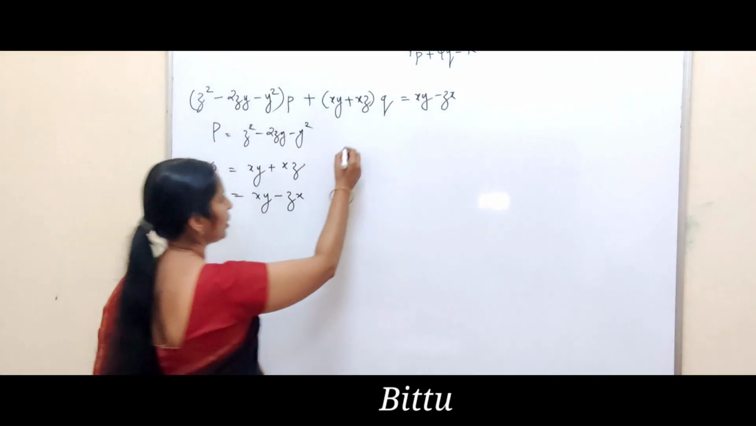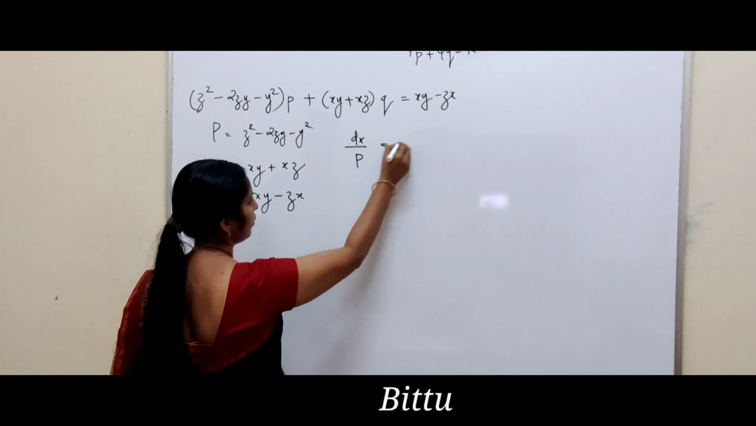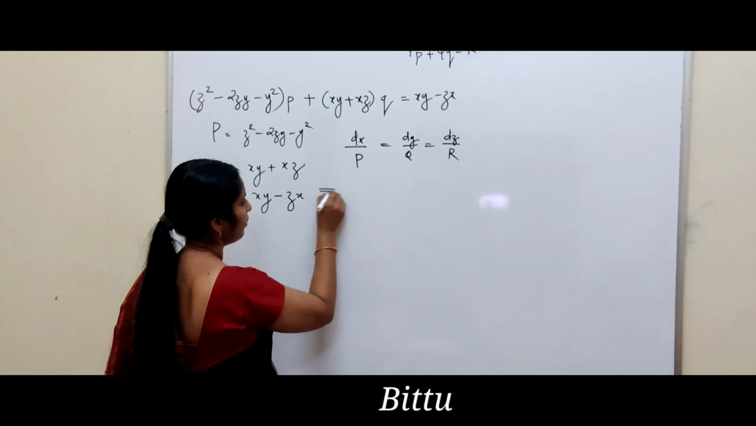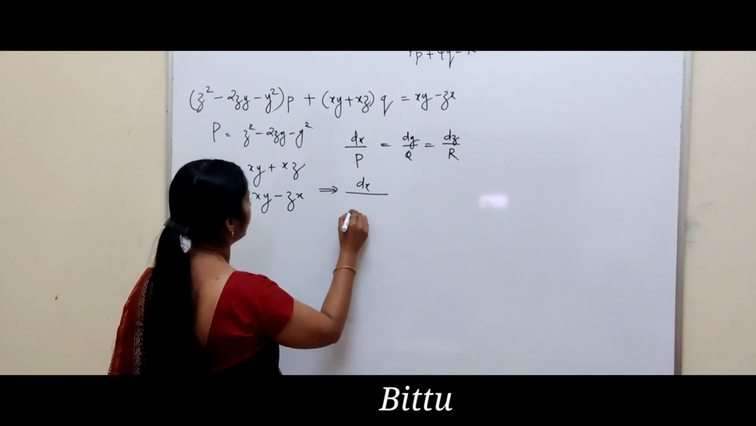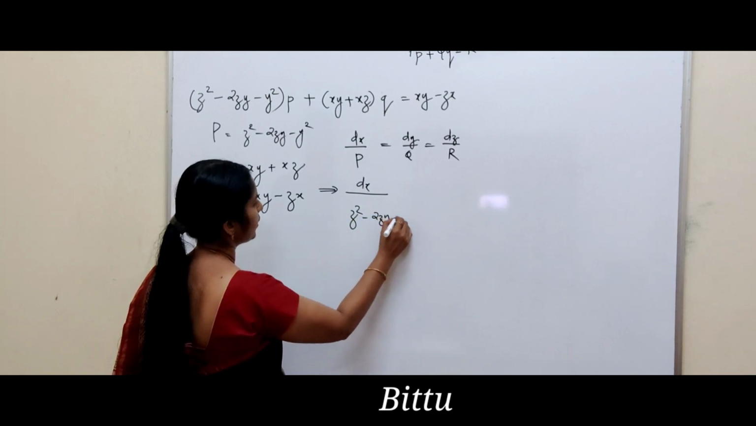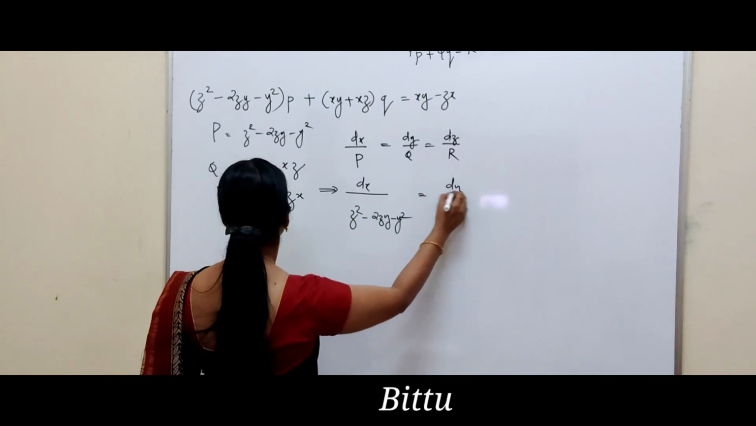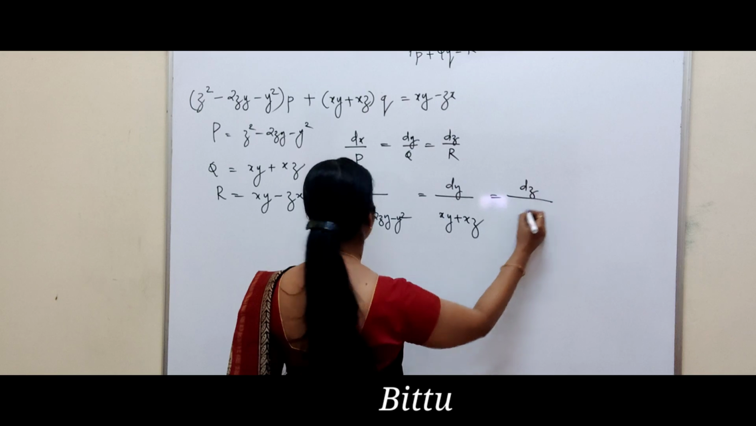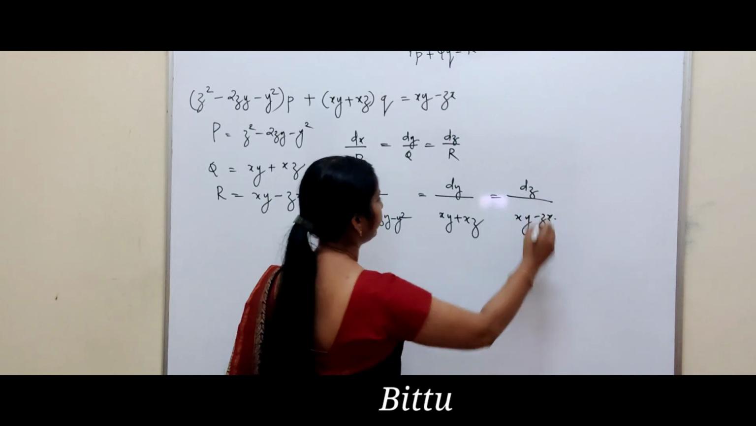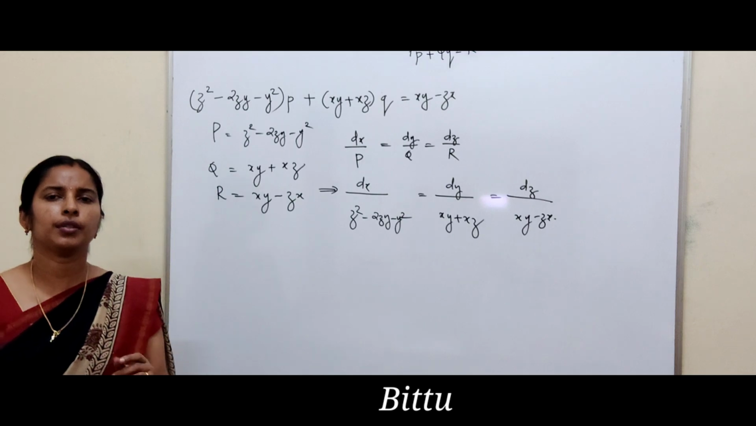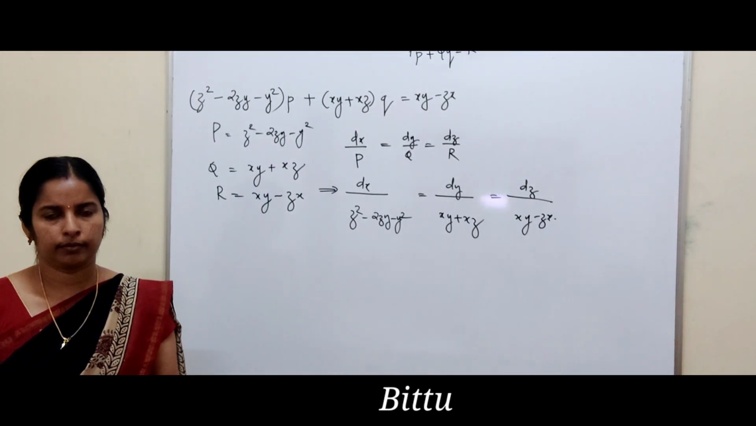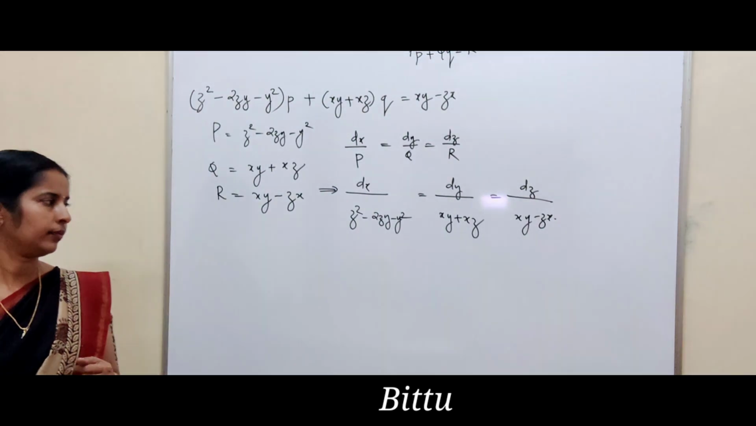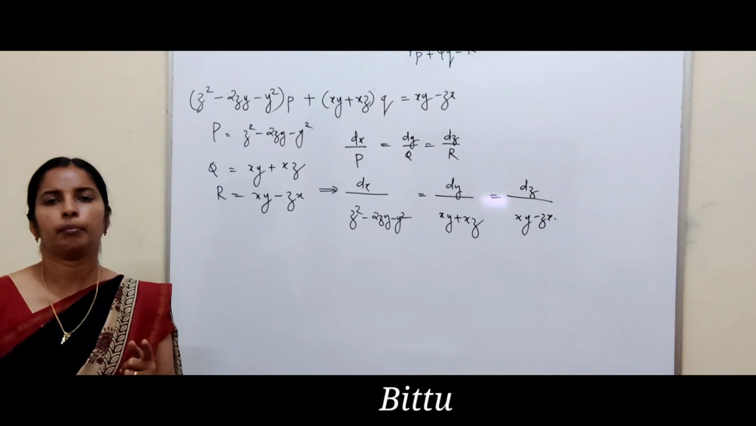Next, what is its auxiliary equation? dx by p is equal to dy by q is equal to dz by r. This implies dx by z square minus 2zy minus y square is equal to dy by xy plus xz is equal to dz by xy minus zx. Next, we have to find two solutions of the auxiliary equation, either by grouping or by multiplier technique or by both. See, here you can find a solution by grouping.